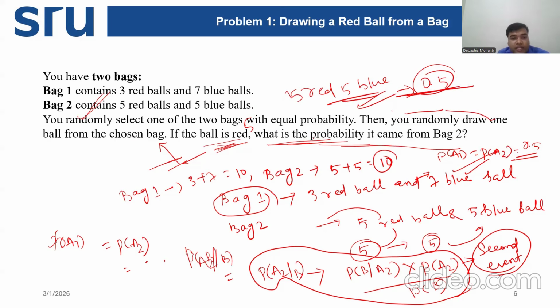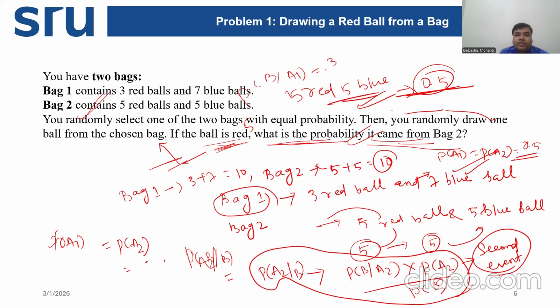Try to understand the question. If the ball is red, what is the probability that it is from bag 2? It is already mentioned here, from bag 2. Okay, from bag 2. So generally we are applying this formula. First of all, you need to calculate the equal probability. After that, we need to find the probability of B given A1.